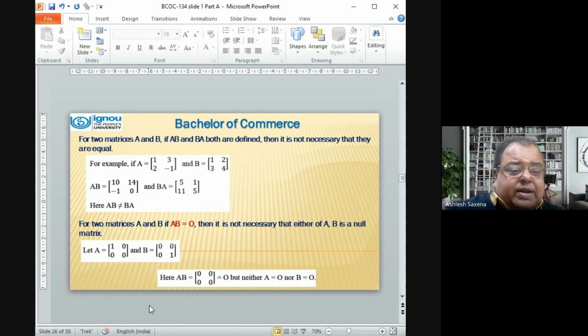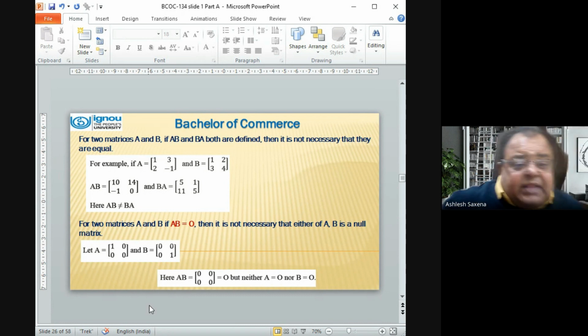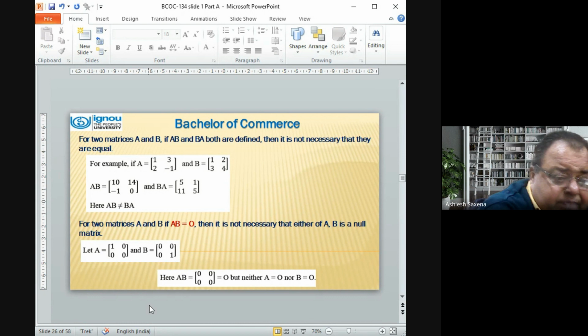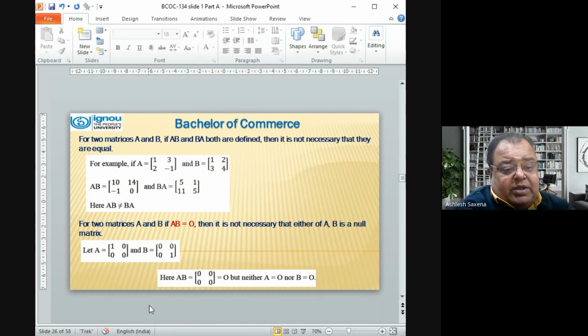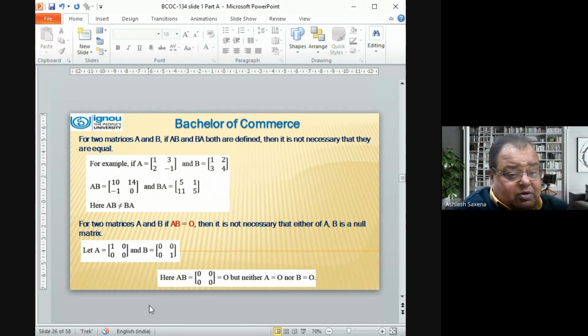Now you have two matrices A and B. If AB is equal to 0, it is not necessary that either A or B is a null matrix. You can see over here, if you are multiplying 1, 0, 0, 0 with 0, 0, 0, 1, when you multiply A by B, you get 0, 0, 0, 0. And straight away you can see that neither A is 0 nor B is 0, but you are getting an answer 0 in multiplication.